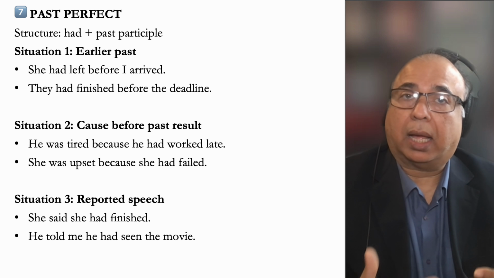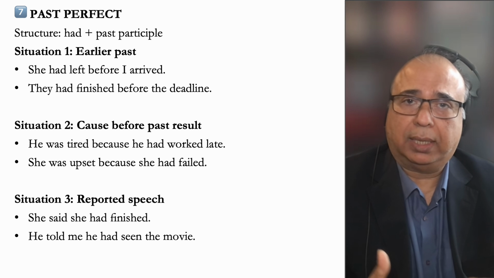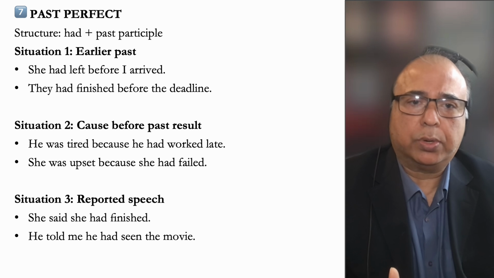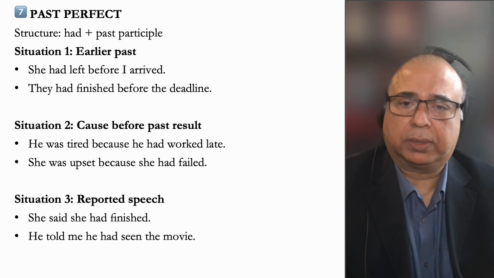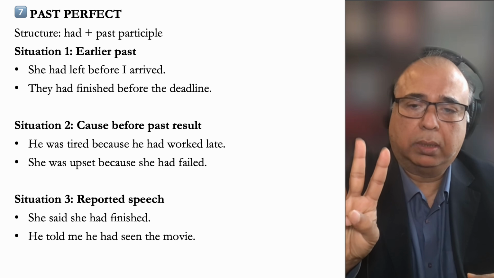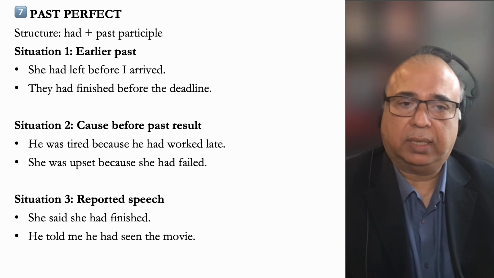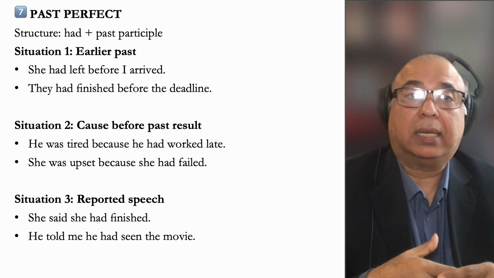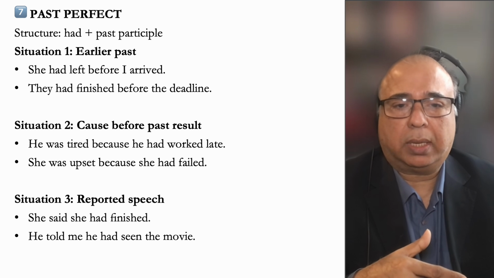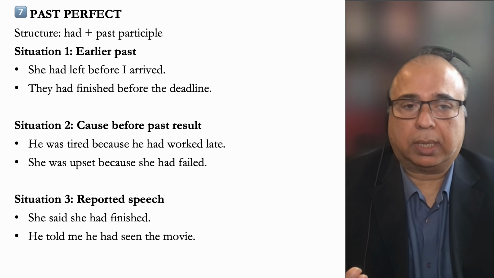Past perfect. Structure had. I had lived in Boston for 11 years before I moved to New York. Had plus past participle. Remember, it's the third form of the verb. Take, took, taken. Or live, lived, lived. It's the third form. She had left before I arrived. Yeah? They had finished before the deadline.